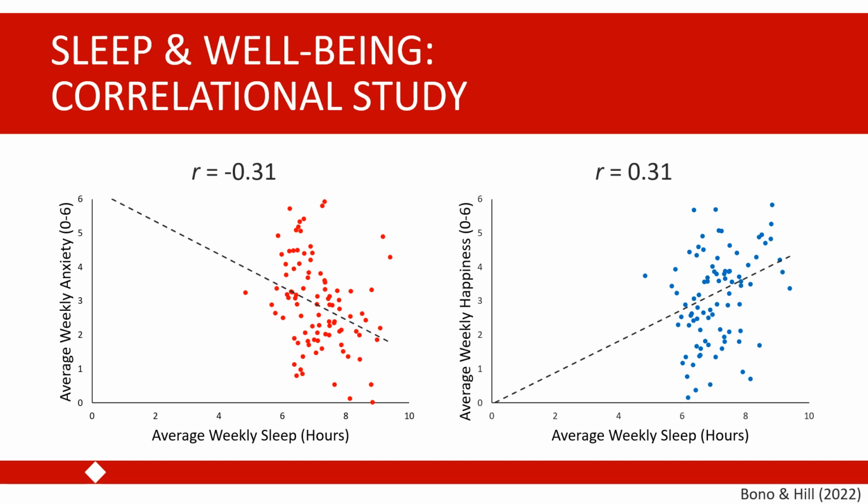So this study is giving us observational evidence that sleep is related to well-being, that getting more sleep is associated with experiencing lower levels of anxiety and experiencing higher levels of happiness. We need to be really careful about how we talk about these findings because this is an observational study. So we can't draw causal conclusions from this data. We can't say that sleep causes people to be less anxious. And we can't say that sleep causes people to be happier.